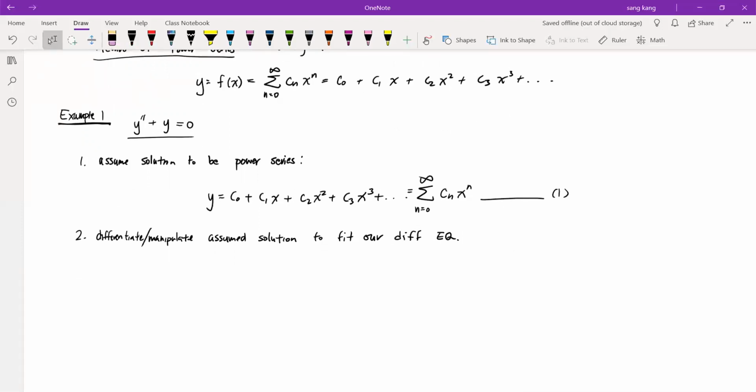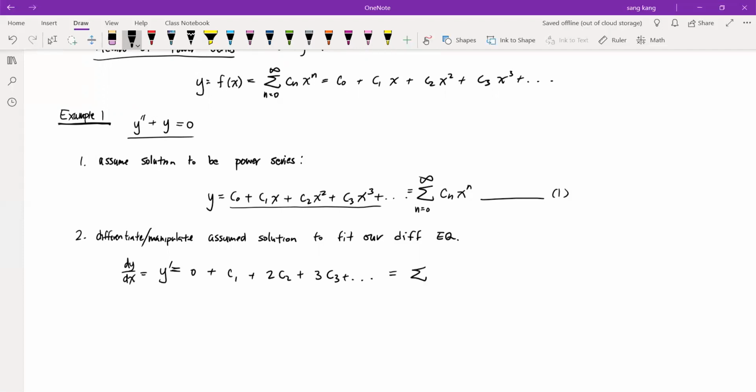So we're going to need y double prime, and first y prime. If we take the derivative of these terms with respect to x, dy dx, the first one will be 0 plus c1 plus 2c2 x plus 3c3 x squared. You get the point.